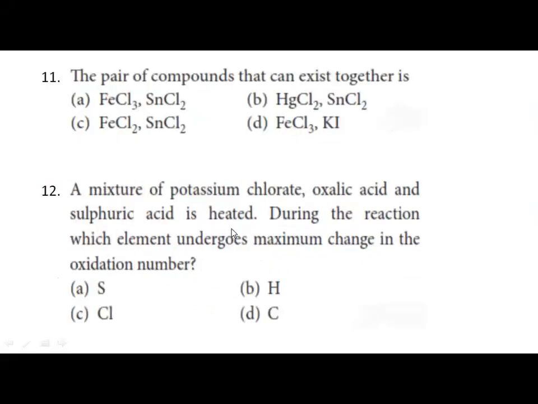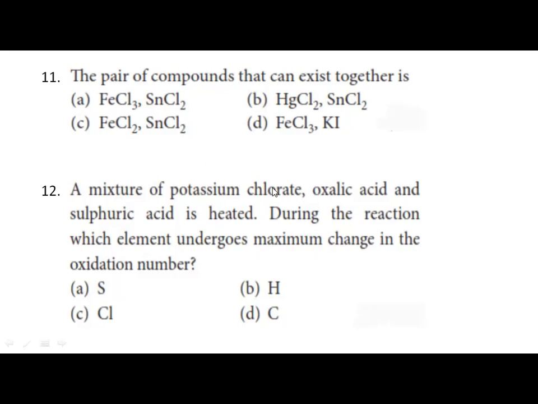Next question. The pair of compounds that can exist is FeCl3 SnCl2, HgCl2 SnCl2, FeCl2 SnCl2, and FeCl3 KI. See, out of 4 options, option C, FeCl2 and SnCl2, that is ferrous chloride and stannous chloride, both are reducing agents. Yes, with low oxidation states. And therefore, they are the pair of compounds that can exist together.